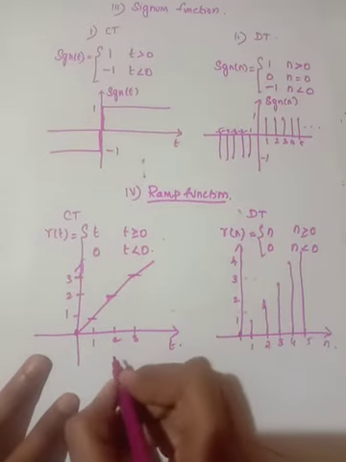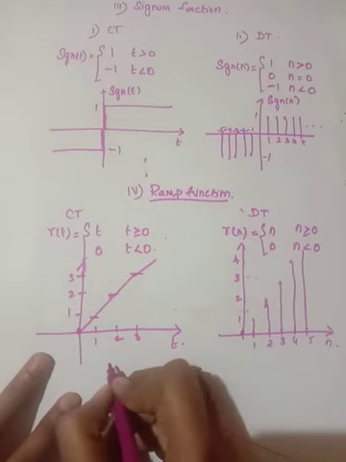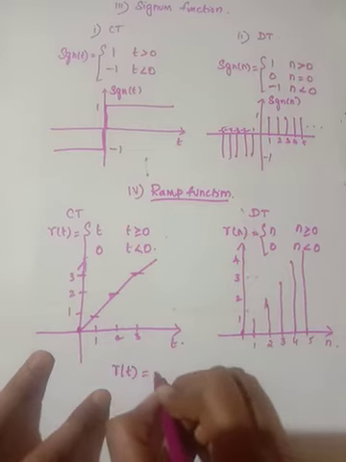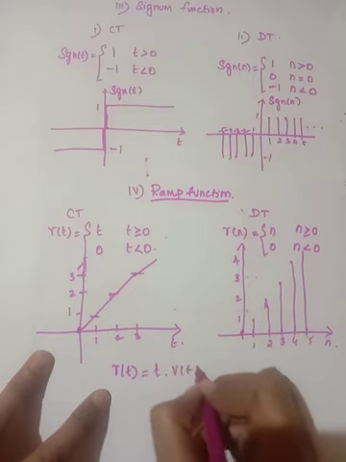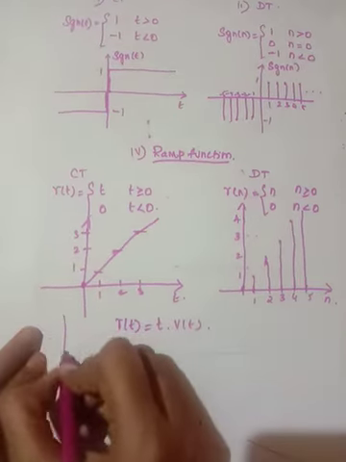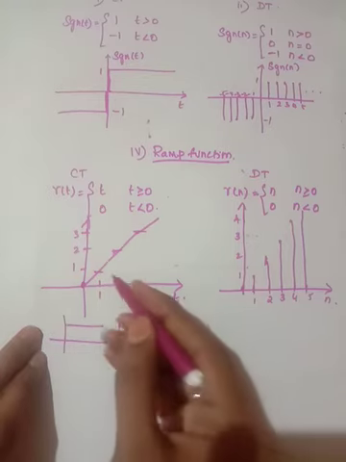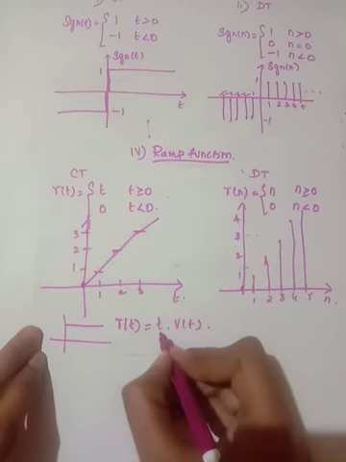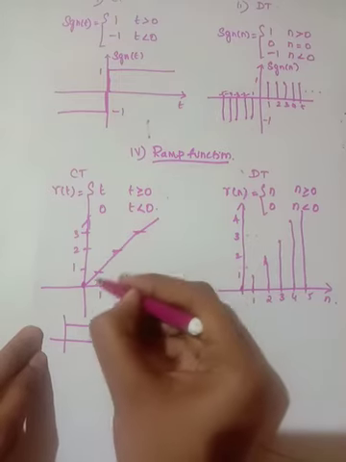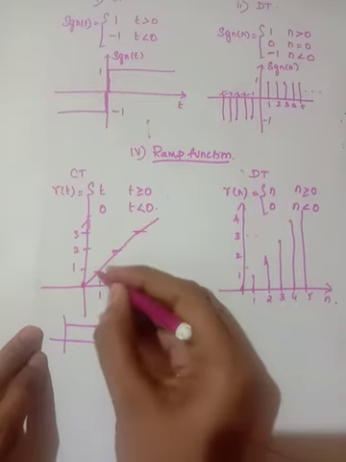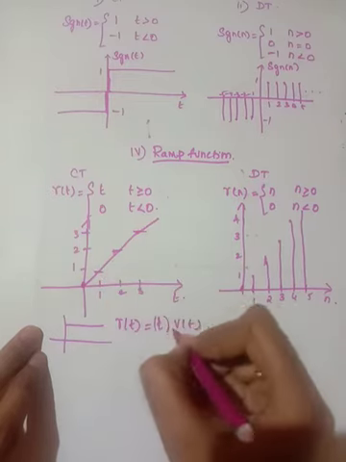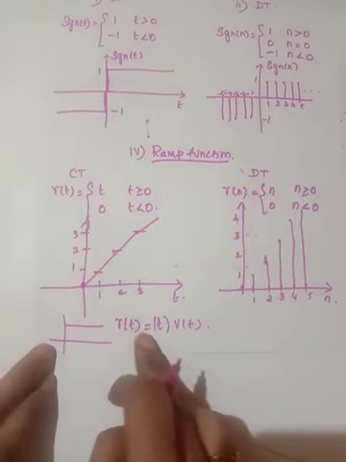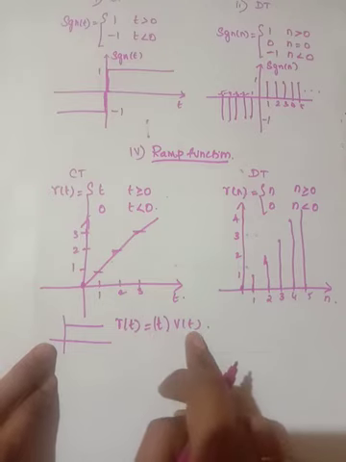Now here also there is a relation to the unit step function. We can represent r of t as t into u of t. We know that u of t is a unit step function, right? When you multiply t with the unit step function, what will you get? You will get the ramp alone, right? So r of t is equal to t into u of t.